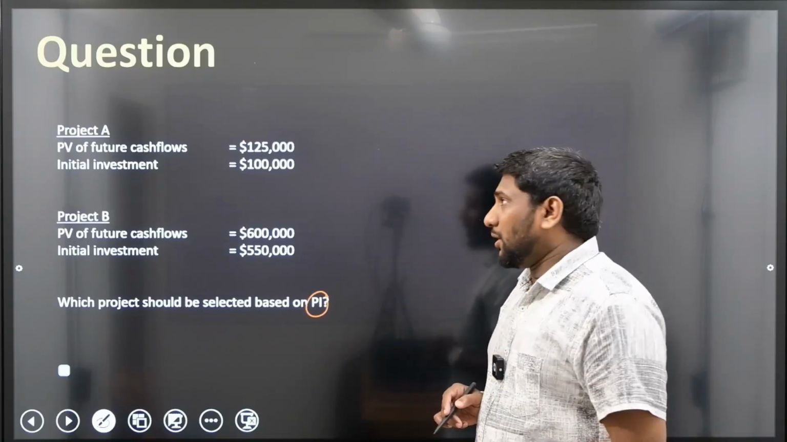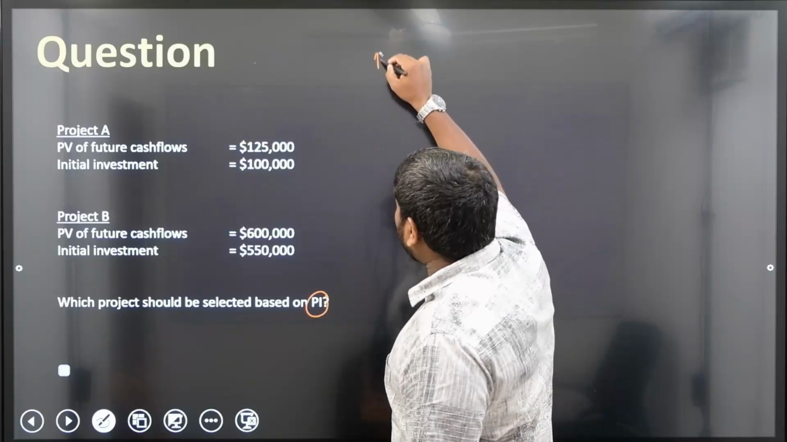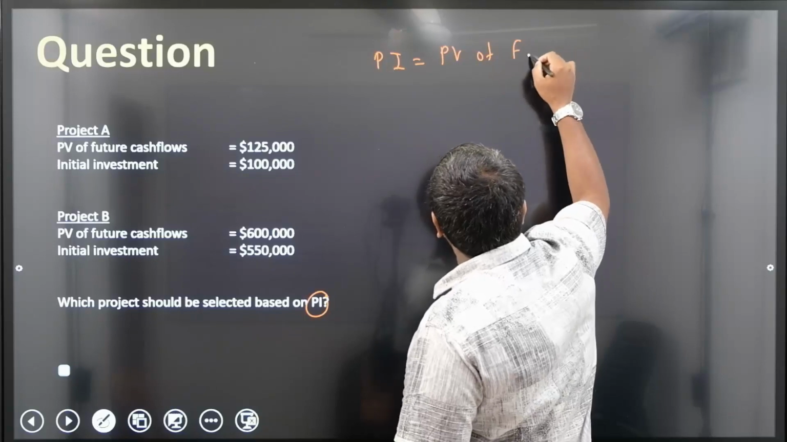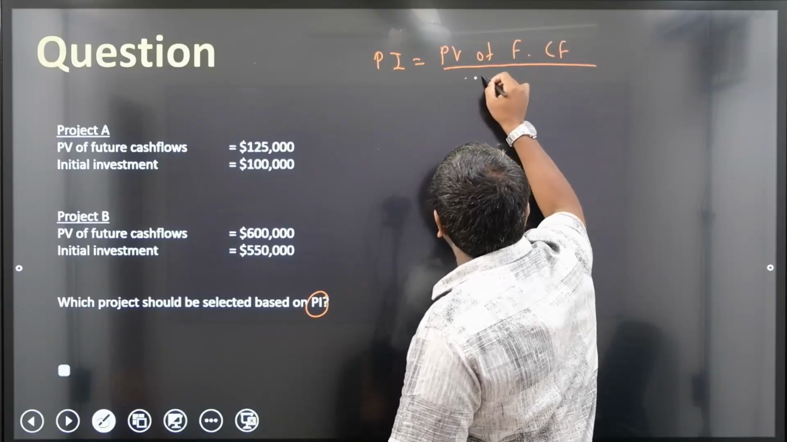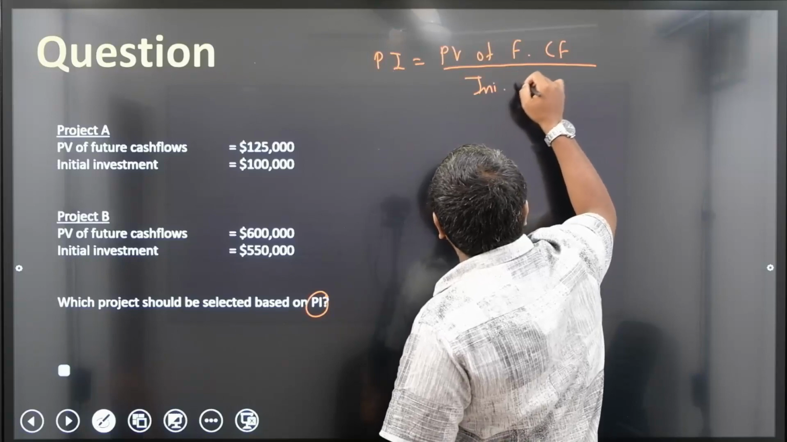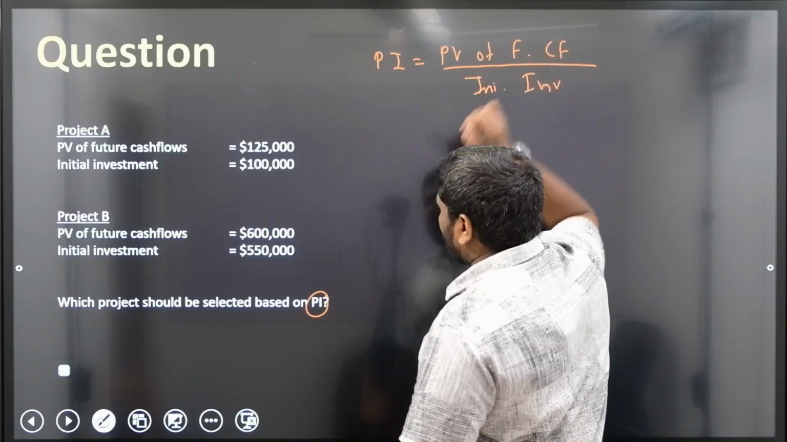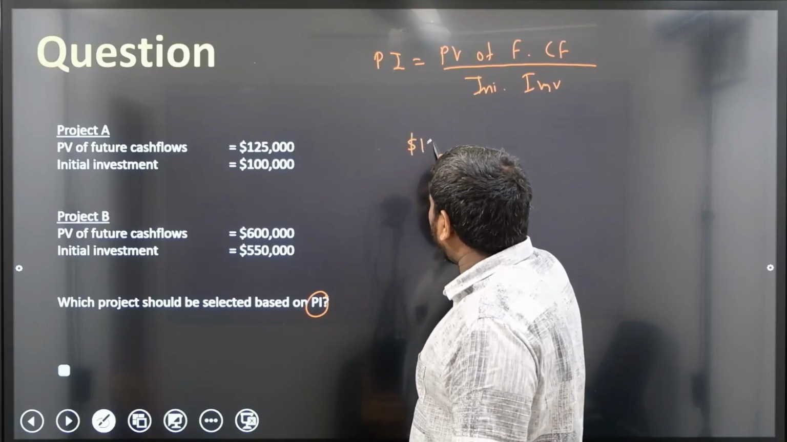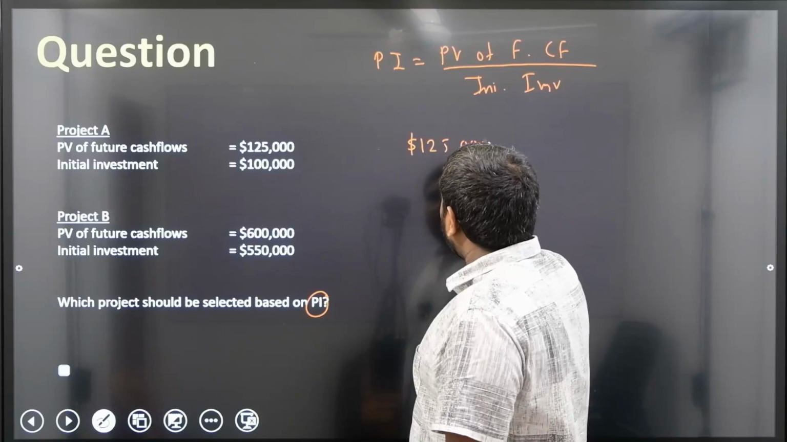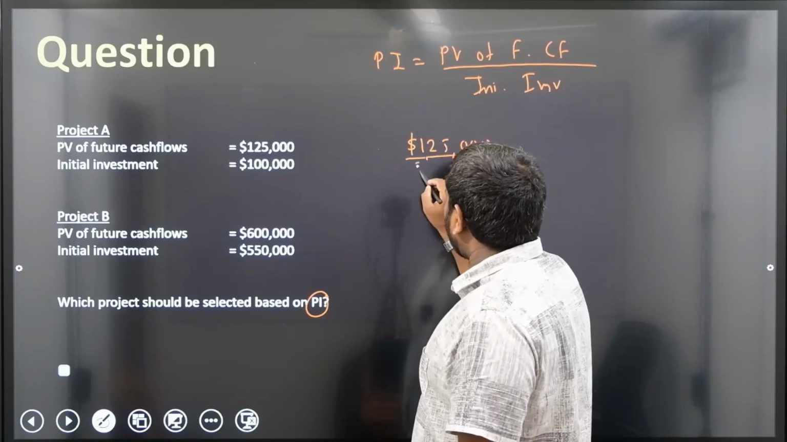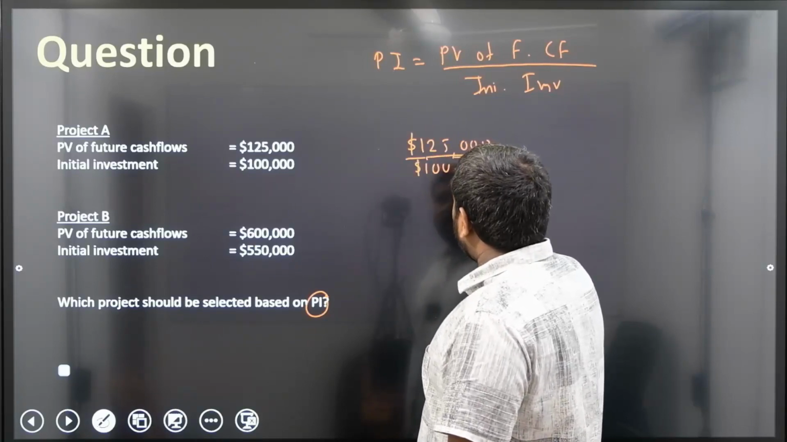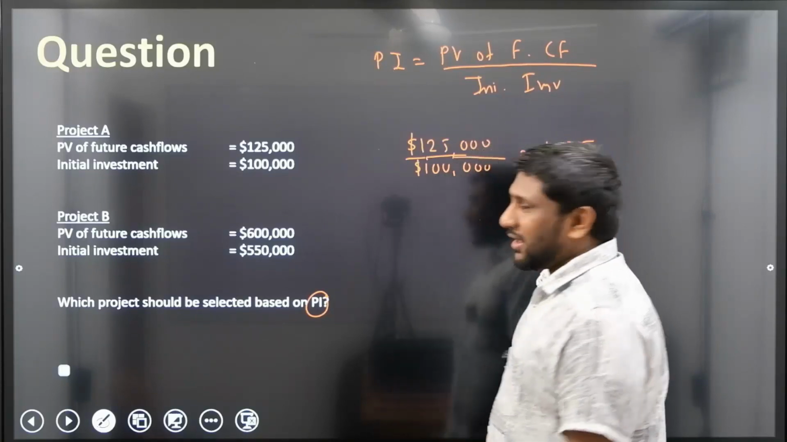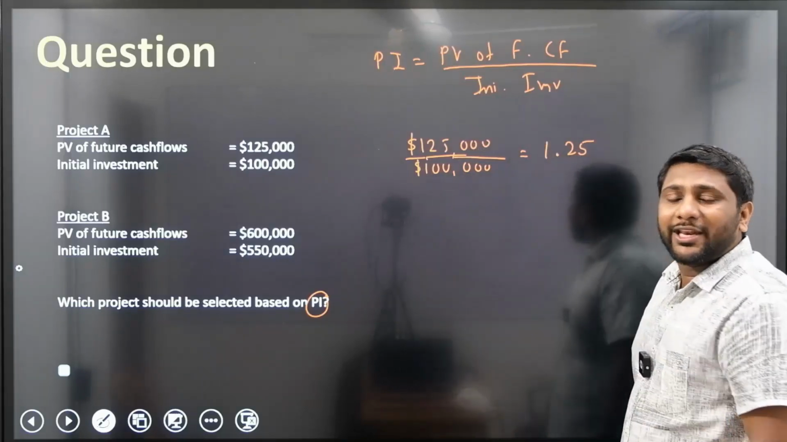So we'll use the first formula. What is the first formula that we learned? Profitability index equals present values of future cash flows divided by the initial investment. Here you have the present values of future cash flows, how much? 125,000. Initial investment is how much? 100,000. Then here what's the answer that you are getting? 1.25. So 1.25 means what with regarding NPV?